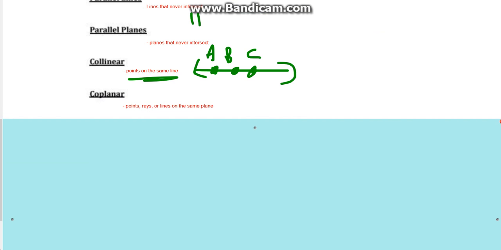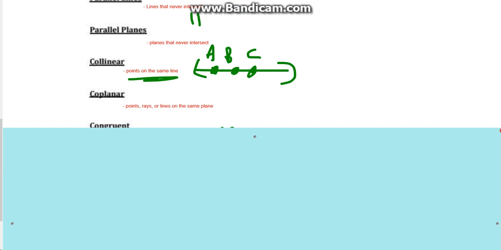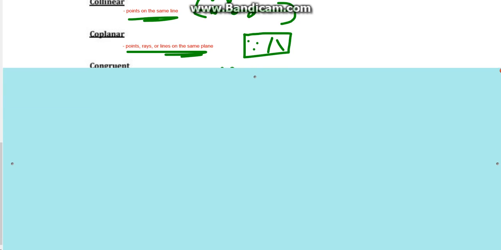Coplanar, points or rays that are in the same plane. So if I have a plane, anything that's here, that's coplanar, as long as it's in the plane.